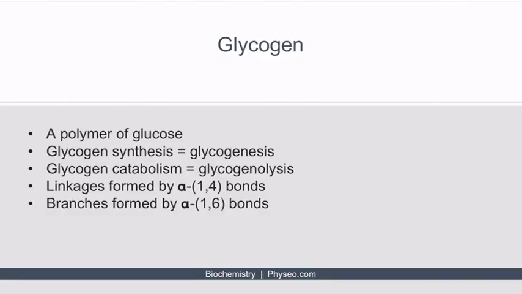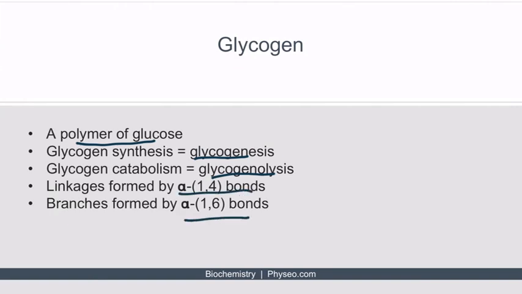Glycogen is a polymer of glucose. When glycogen is synthesized, it's called glycogenesis, which occurs during periods of rest. When it's broken down, it's called glycogenolysis, which occurs to meet the cell's immediate energetic needs. There are two types of bonds that form between glucose molecules, alpha 1,4 bonds and alpha 1,6 bonds.